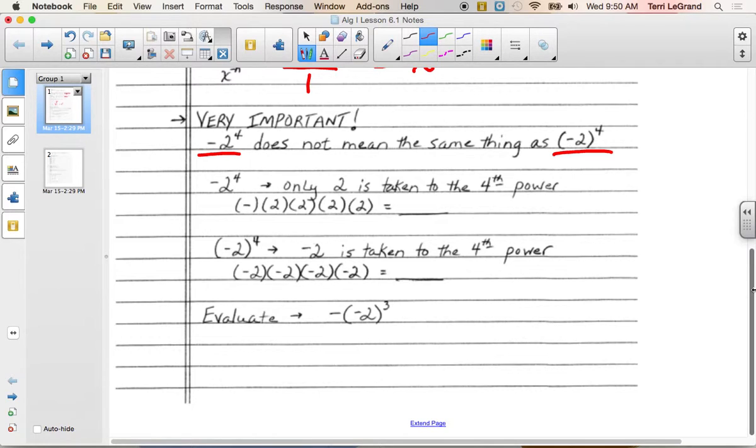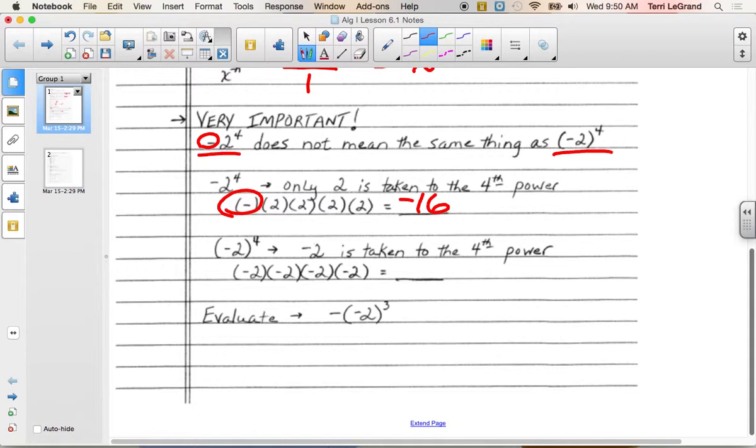What word phrase did I say we can substitute in? The opposite of. So we're really saying the opposite of 2 times itself 4 times. Well, 2 times itself 4 times is 16, and the opposite of 16 is negative 16. So when we don't have any parentheses involved, we can see, oh, we're going to end up with a negative 16.